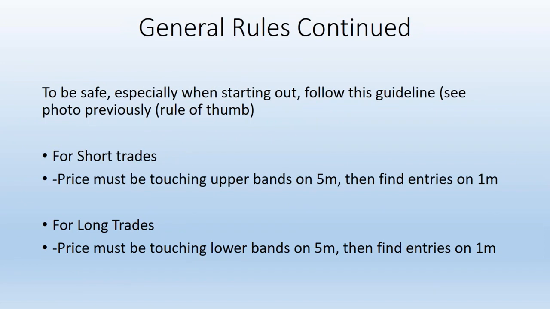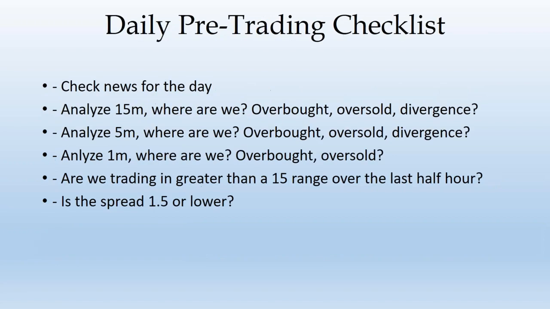For short trades, price must be touching upper bands on the 5 minute, then find entries on the 1 minute. For long trades, price must be touching the lower bands on the 5 minute, then you find your entries on the 1 minute, okay? Now, daily pre-trading checklist.